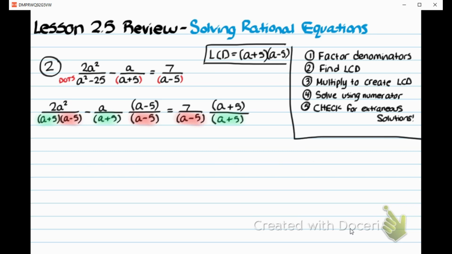What is my next step? Hopefully you said to cancel out the denominators. So remember, that's the whole point. We want to cancel out the denominators once they're the same and just work with the numerators. So we have 2a to the second minus a times a minus 5 equals 7 times a plus 5. Okay, I'm going to skip ahead a little bit and I'm going to ask you guys to write down what you got for this question.